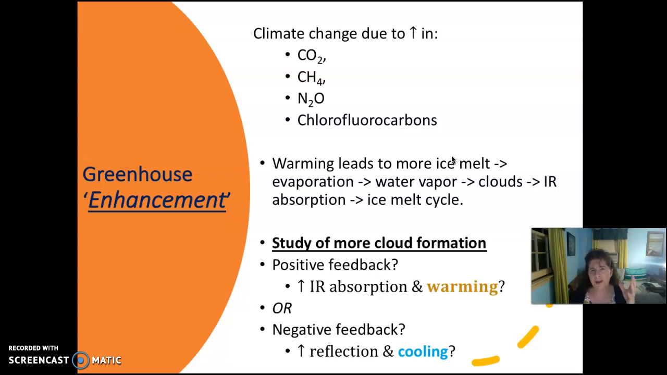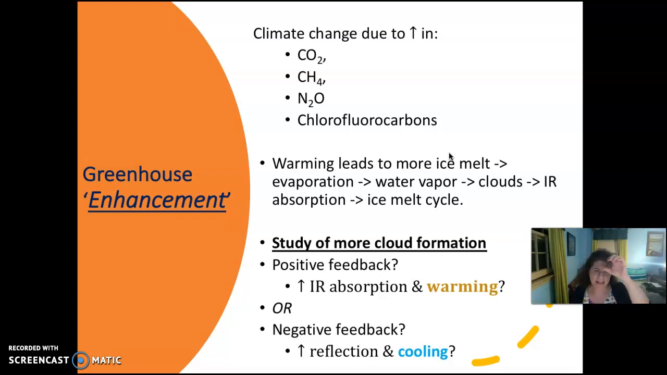The real issue here is going to be studying cloud formation. We don't have enough information on that. Remember, atmospheric science is a very young science. We're wondering, is it going to be a positive feedback loop where more ice melt leads to more ice melt? Is it going to lead to more IR absorption and warming? Or is it going to be a negative feedback loop?